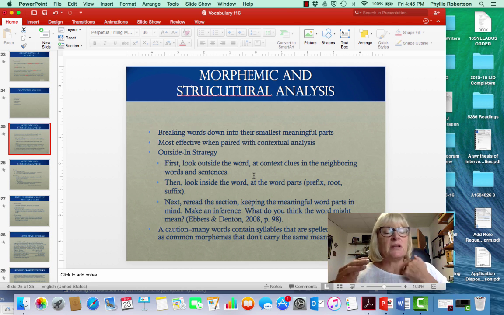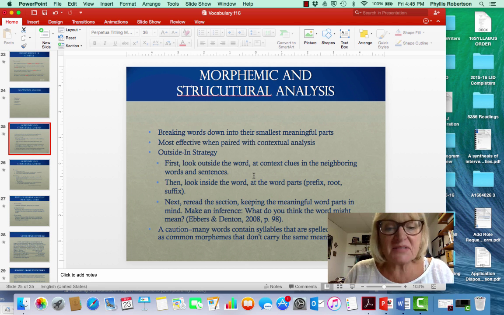Evers and Denton did a pretty extensive study looking at a strategy they called inside out, and they taught children that when you're reading along and you come to a word you don't know, first you can just look at the context clues in the neighboring words and sentences, and you can do that using the contextual analysis that we just described. And then you can teach them to look inside the word at the word parts. So what's the prefix, what's the root, what's the suffix? And then to think about what any of those individual parts mean, and keeping that in mind, go back and reread the sentence.